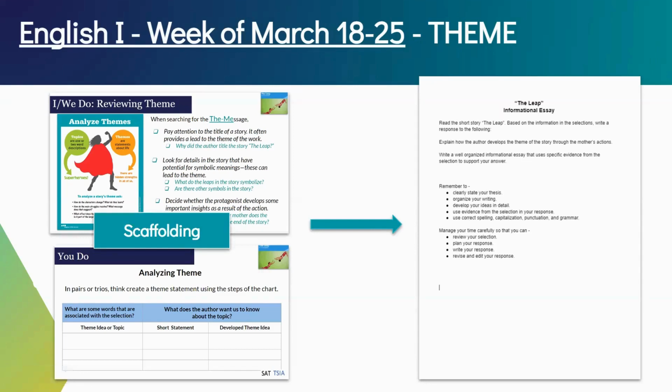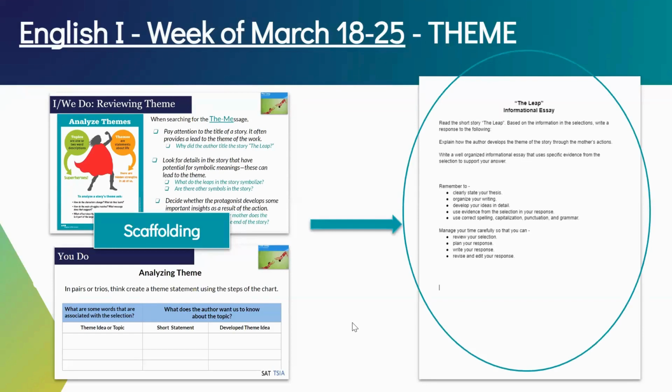Now, many of you may have attended the scaffolding session offered by PDL in February. So to continue to build on that learning that took place during that session, I'm going to be calling out some of the scaffolds that are available in the structured decks for the high school courses. So this work in analyzing theme will lead up to the students responding to the ECR prompt, explain how the author develops the theme of the story through the mother's actions.